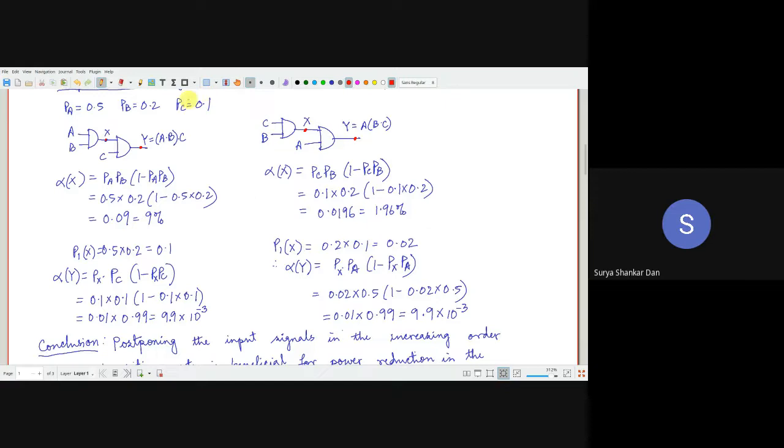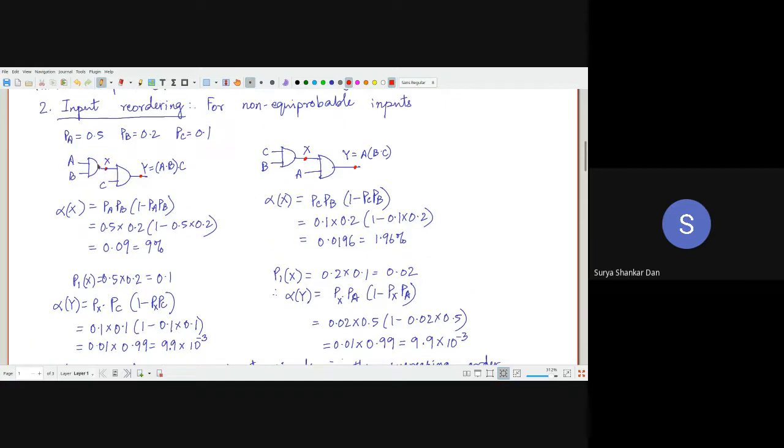Notice what we have done here. This is ABC, just randomly I chose. So this is 0.5. Let me just write it here. This is 0.5. This is 0.2. This is 0.1. I am just writing in terms of the probability of the input high. Here I have done the reverse. The lowest probability first, after that the middle, and the highest probability input at the last.